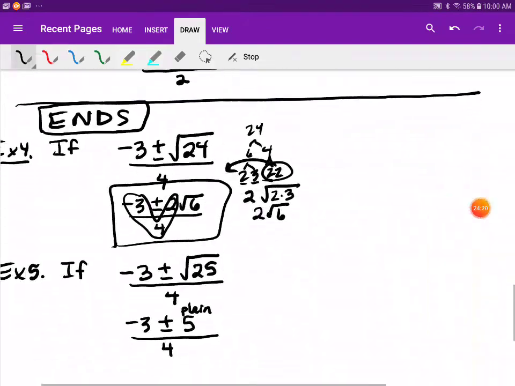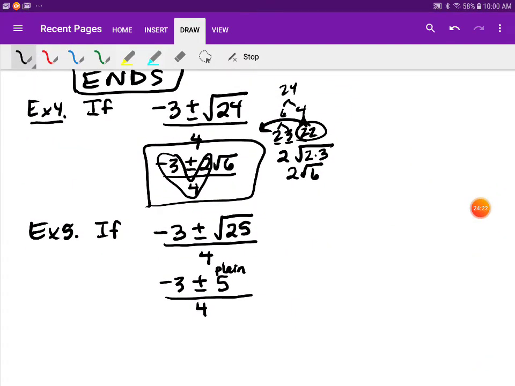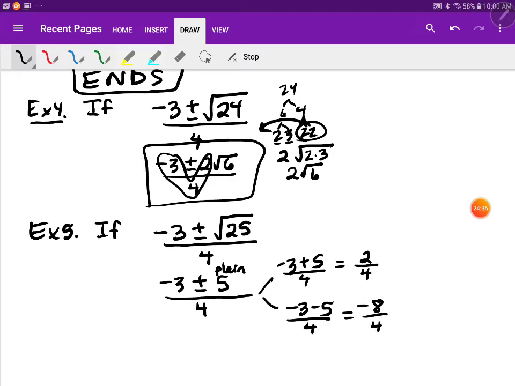So we're going to do the same thing. You're going to split it: -3 plus 5 divided by 4, and -3 minus 5 divided by 4. So that would be 2 divided by 4, and -8 divided by 4. You might want to put +8, but just so you remember, this is down 3, down 5, this is down 8. Two negatives multiply to be a positive.